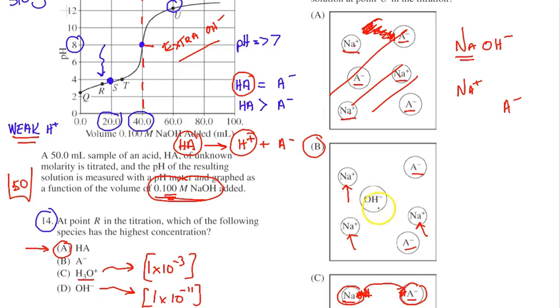Hydroxides. And notice we actually have extra hydroxides hanging around. There's no acid left for it to react with. So that's why B is the correct choice.